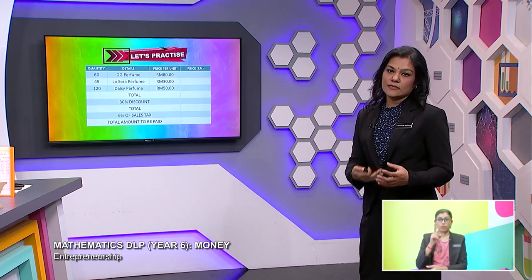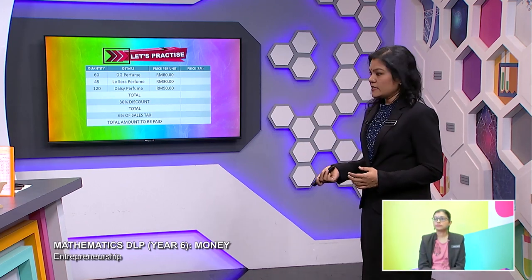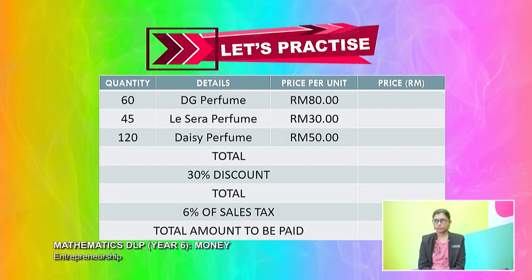Another one integrated in our daily life. Okay, kids, it's a receipt here. We have quantity. We have DG perfume, price per unit is 80, and we have Lee Sarah perfume, 45 quantity, price per unit is 30. And we have another Daisy perfume, three types of perfume here. This is 120, whereby one costs about 50 ringgit. Here we have to find the total amount to be paid.